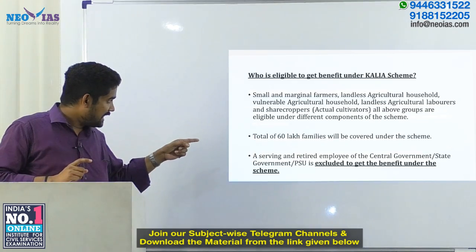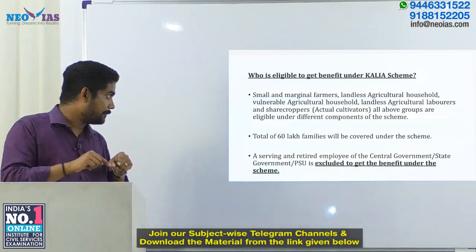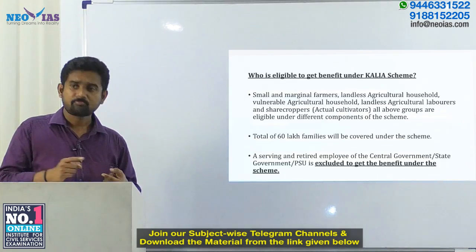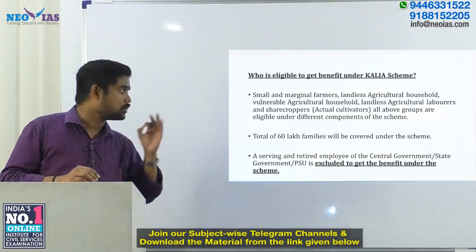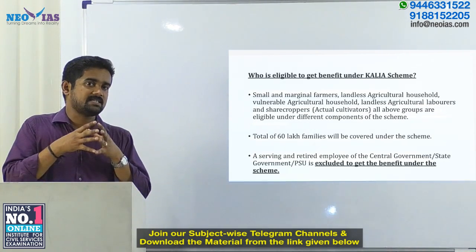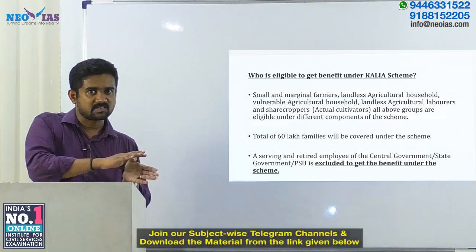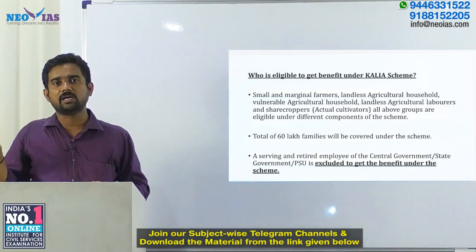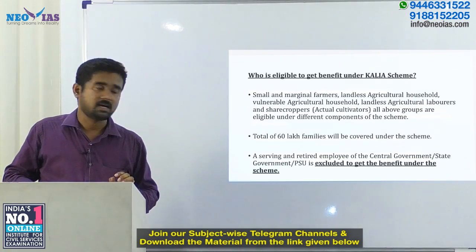Now, again, a serving or retired employee of the central government or state government or a PSU is excluded from getting the benefit of the Kalia scheme. So, suppose there is a scenario in which a government employee who has served for the Odisha government, after his retirement, has started activity in the agricultural segment, he may not be able to get the benefit of this Kalia scheme. So, that is the crux of the Kalia scheme.